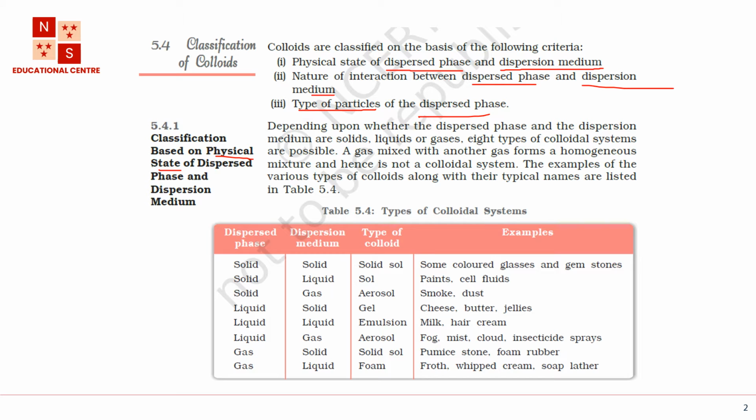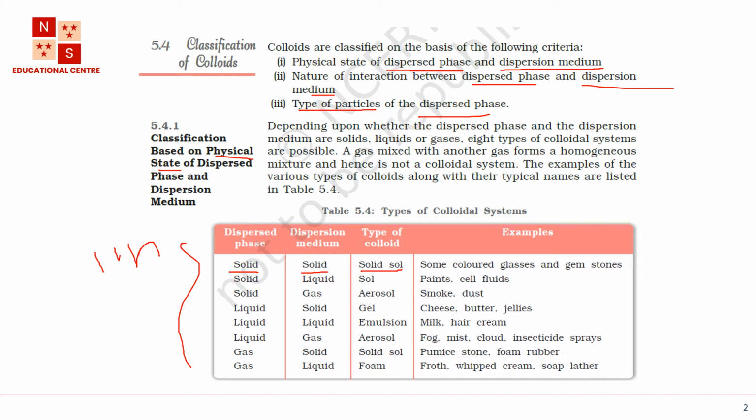See, there are eight types of physical state, depending upon whether the dispersed phase and dispersed medium are solid, liquid, or gas. See, there are eight criteria. If you take when the dispersed phase is solid, this tabular column will be asked for 1 mark, so be thorough. When the dispersed phase is solid and the dispersed medium is solid, the type of colloid we obtain is called a solid sol.